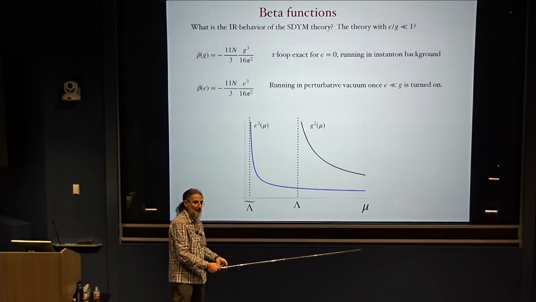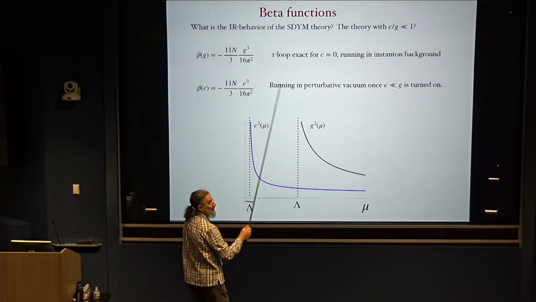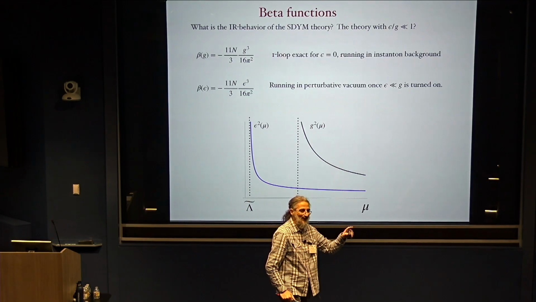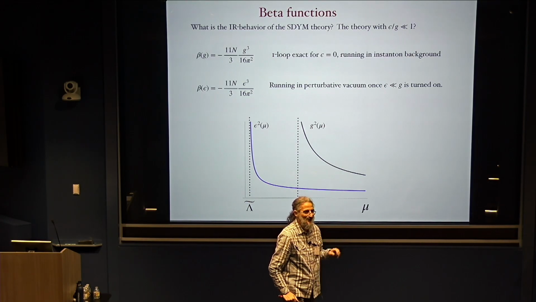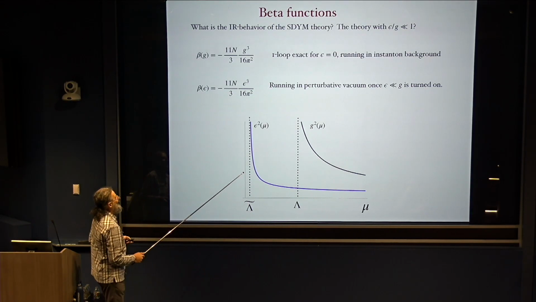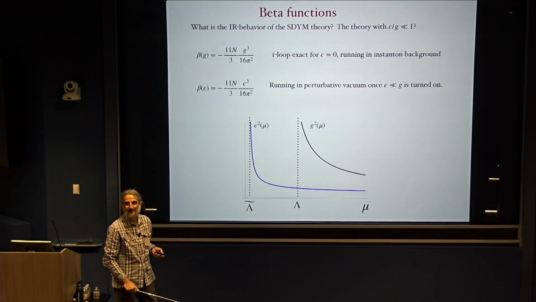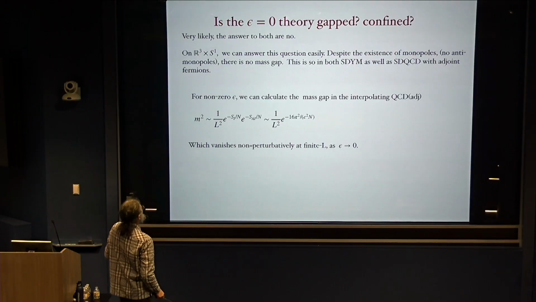There are no powers of G in the function? No, because from the perspective of epsilon, G is a topological coupling. Isn't it wonderful? Yeah. But here there will be, by NSVZ type computation.